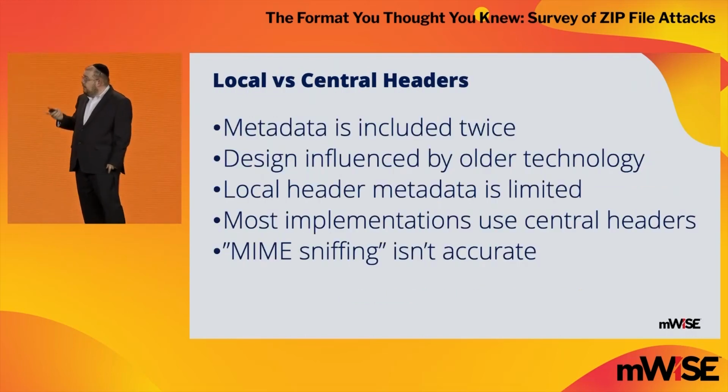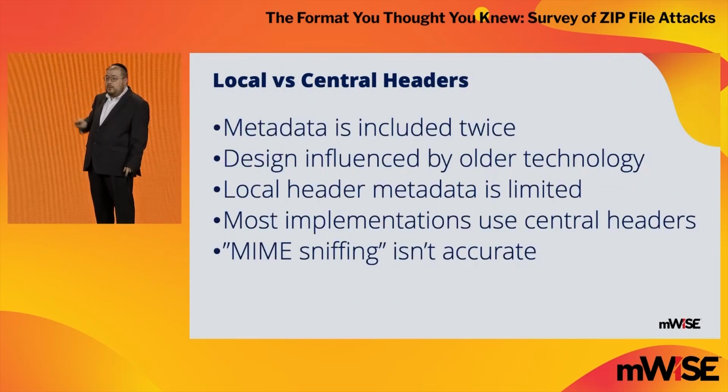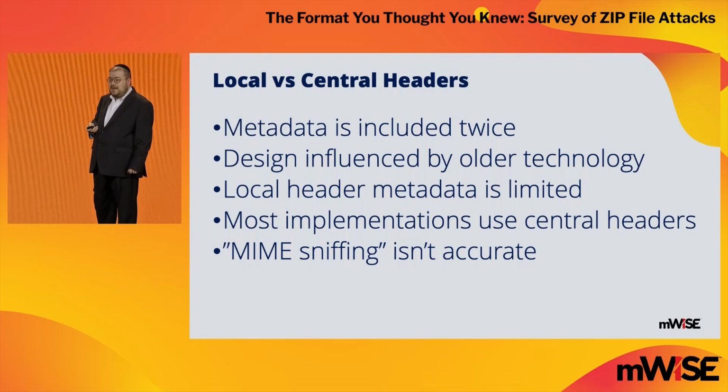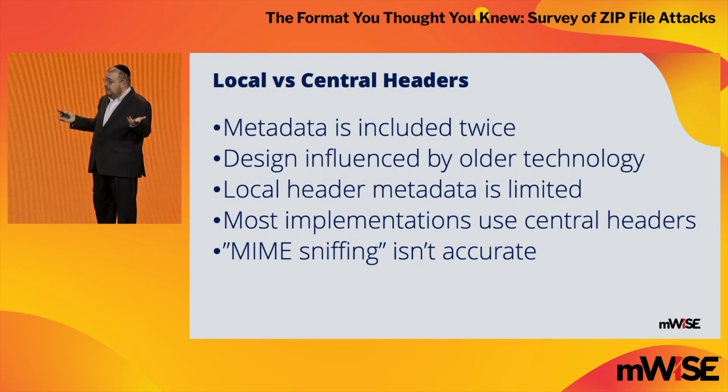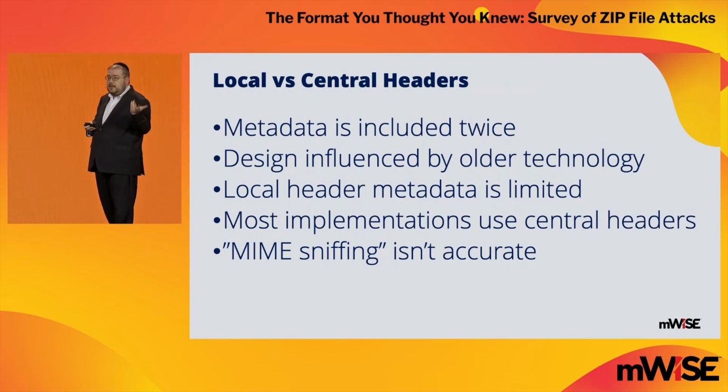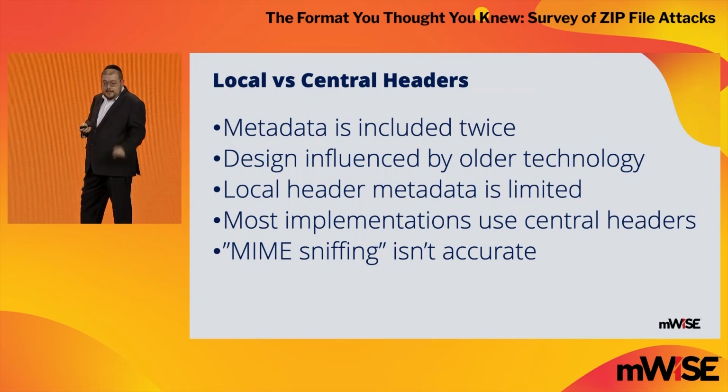Now, the reason for this is because keep in mind how old zip is. Zip is 1989, so think floppy disks. If you want to quickly modify the content of a zip archive that's split over multiple disks, you would modify the central directory that's located in the end. This way you don't have to go back and modify the original floppy disks.